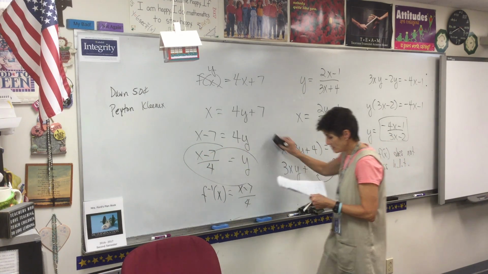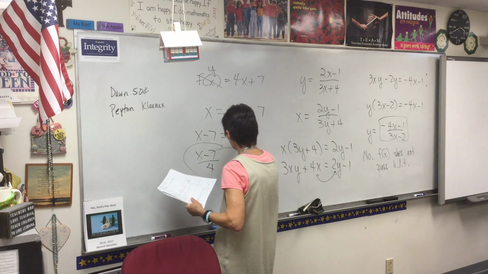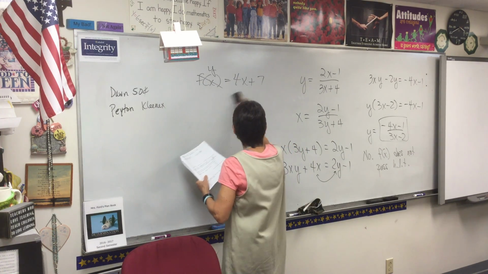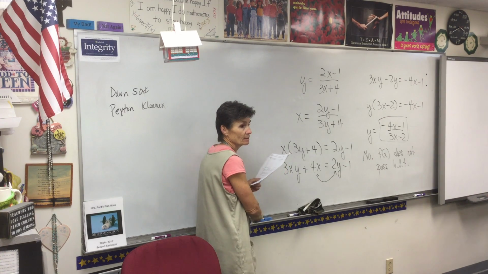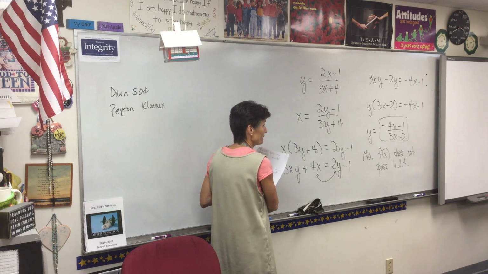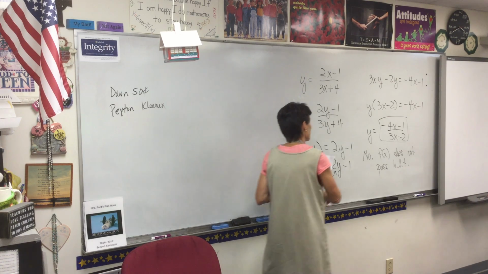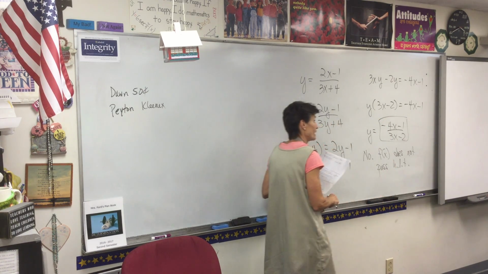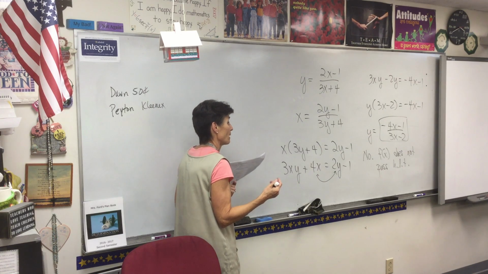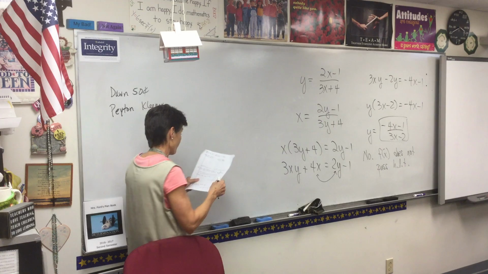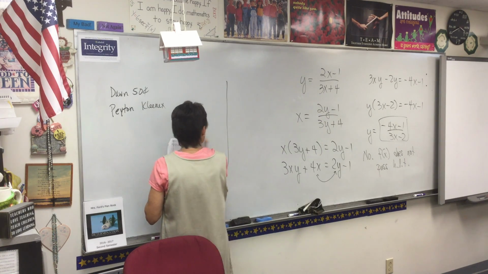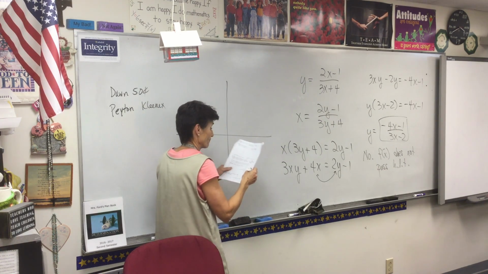When you explain your answers, please be really clear what you're talking about. It's dangerous to use words like it. Make sure you are clear about what you're talking about. Don't say it does not pass the horizontal line test, because then I don't know if you're talking about the f of x or the f inverse. Make sure you're clear. All right, now sketching the inverse.